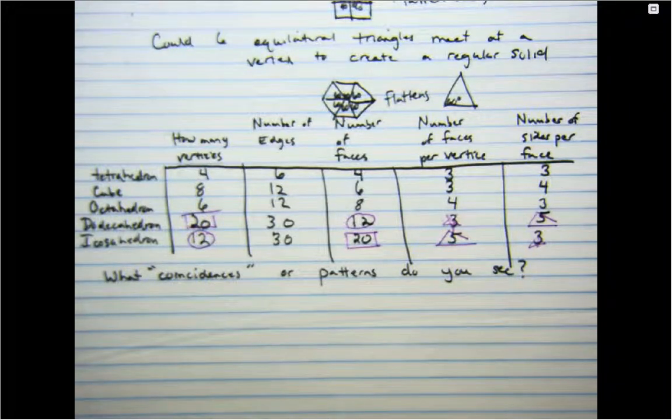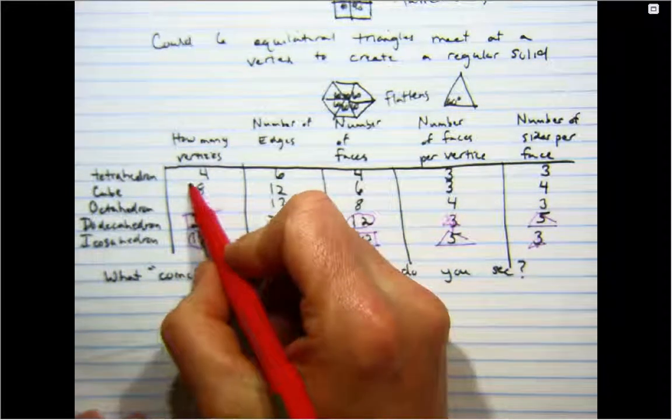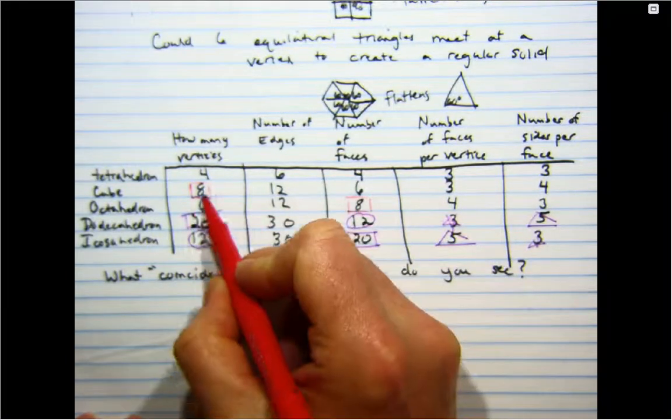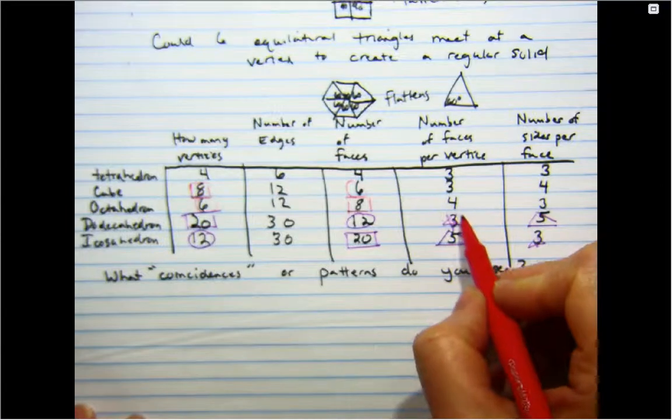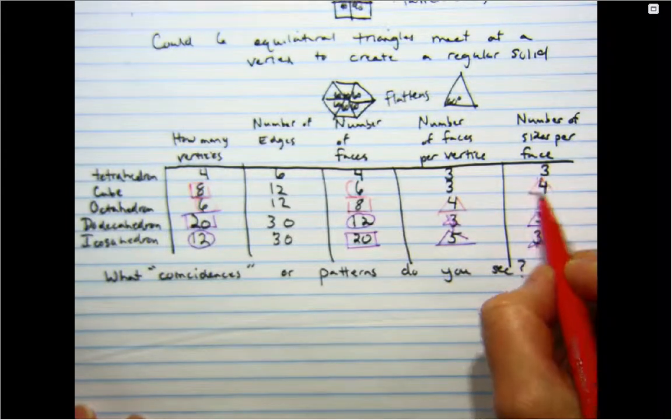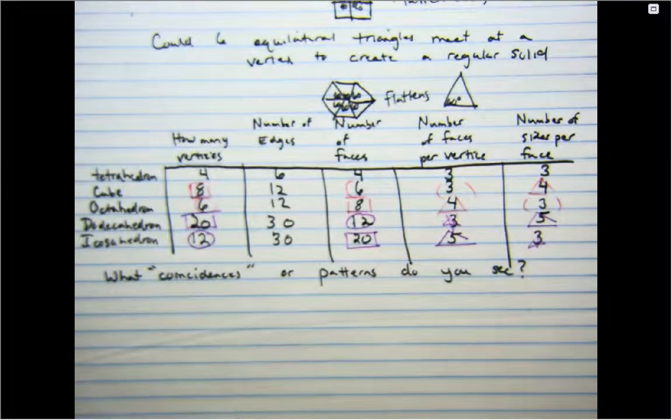What other patterns do you see, or coincidences? The cube and the octahedron do that as well. Good. So the cube and the octahedron kind of flip-flop their numbers, and so do the dodecahedron and icosahedron. Anybody see any other relationships there?